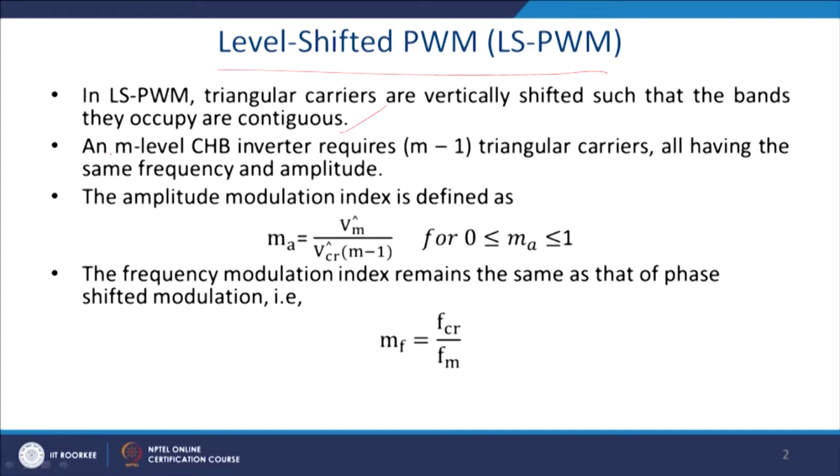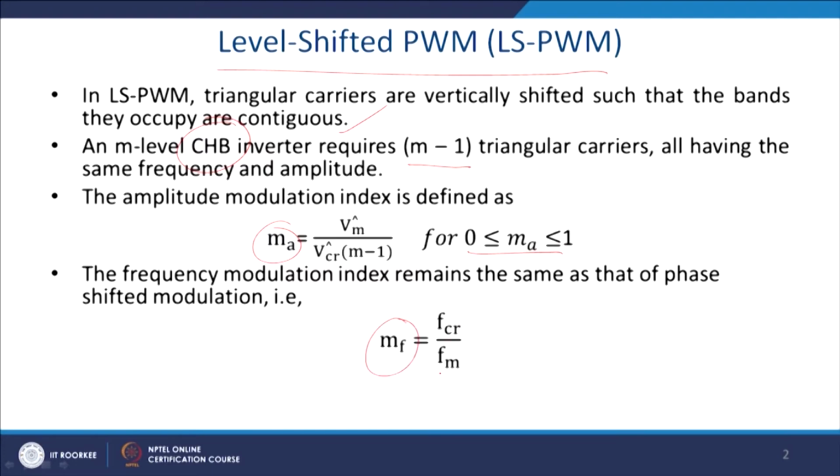An M level cascade H bridge inverter requires M minus 1 carriers. If you have a 5 level, you require 4 carriers, all having the same frequency and amplitude. The amplitude modulation index is defined as Ma = Vm / (Vcr (M minus 1)), with Ma from 0 to 1, and the frequency modulation index remains the same as that of the phase shifted modulation, that means Mf = Fcr / Fm.